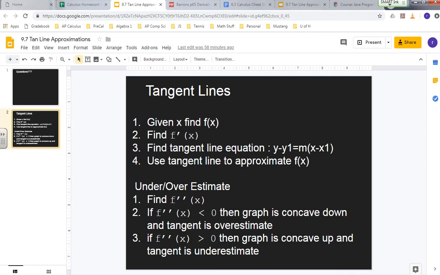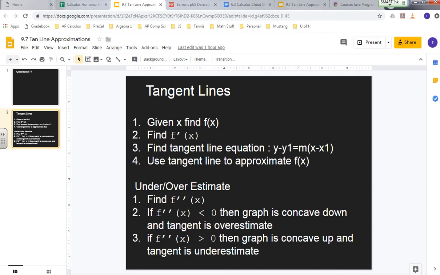So if you're evaluating f double prime at some x coordinate, and you get a negative number, concave down. A tangent line on a concave down curve is going to be an overestimate because it's on top of it. If you take f double prime and evaluate it and you get a number bigger than 0, it's concave up. A tangent line to a concave up graph is going to be an underestimate because it's on the bottom half of the curve.